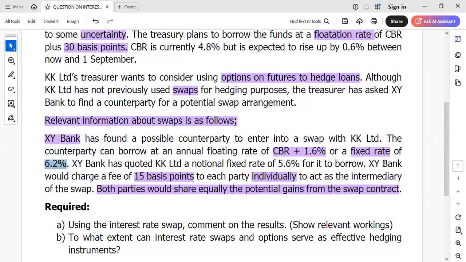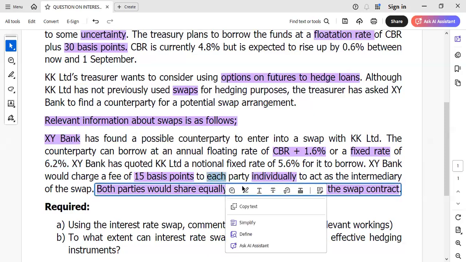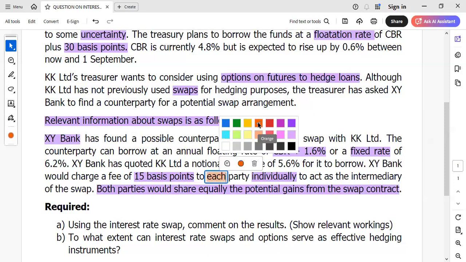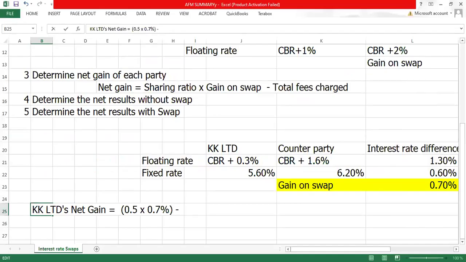Do we have that money? XY Bank would charge a fee of 15 basis points to each party individually. So it means that KK Limited will also pay the 15 basis points. And in terms of percentage, that is 0.15. So this is the total fees charged in terms of percentage.